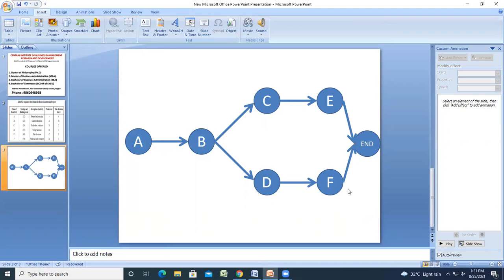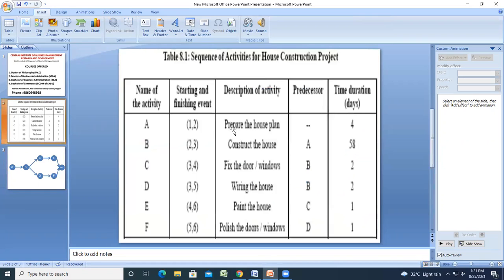So students, I hope you have understood this basic network diagram, how to prepare the network diagram from this precedence table. We will see more examples of how to prepare a network diagram in the upcoming videos as well. And we will also look into how to determine the critical path in the upcoming videos.